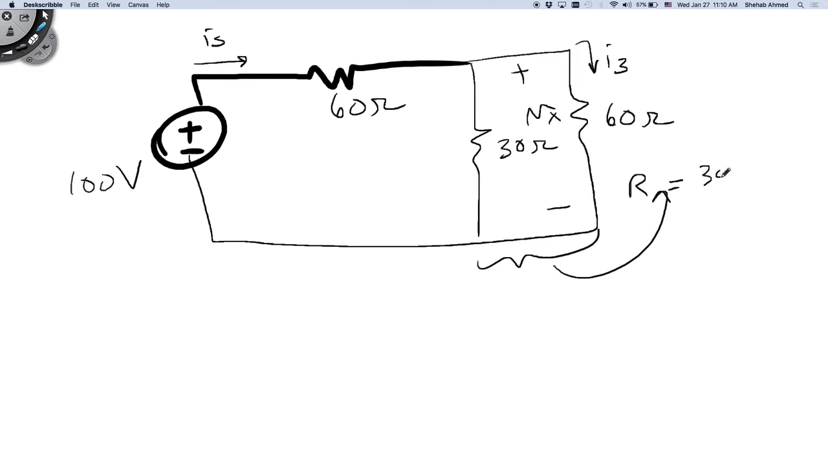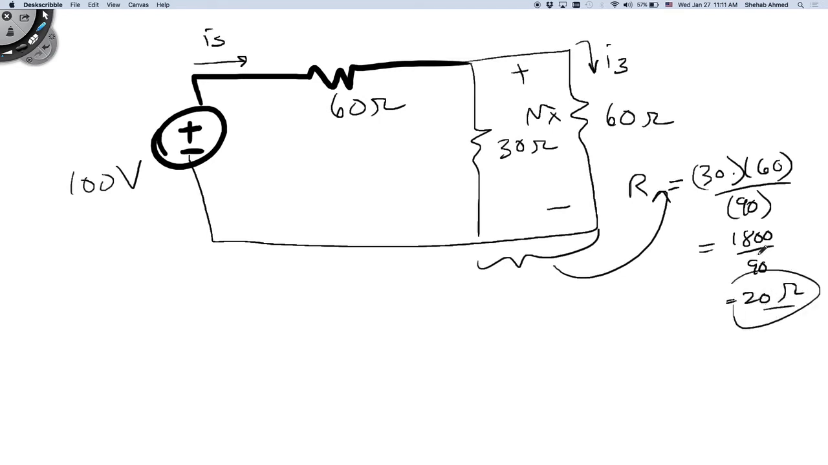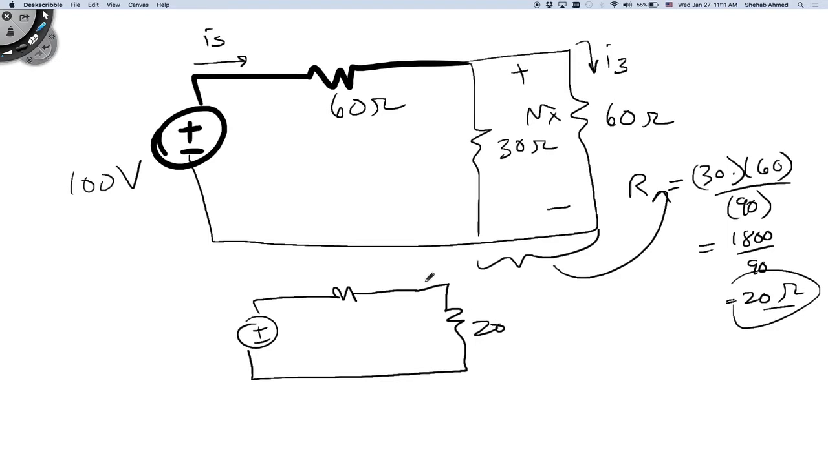So this is 30 times 60 divided by 90, which is 1800 divided by 90, which is 20. I'm not going to go through the pain of editing the video. Anyway, so we have R equivalent, right? So this is the voltage source here, this resistor here, and this resistor here. This is 20 ohms, and this is 60 ohms. This is 100 volts.